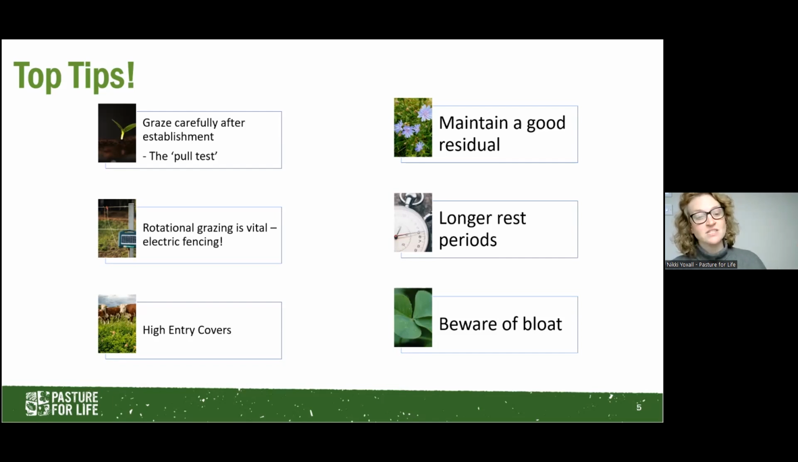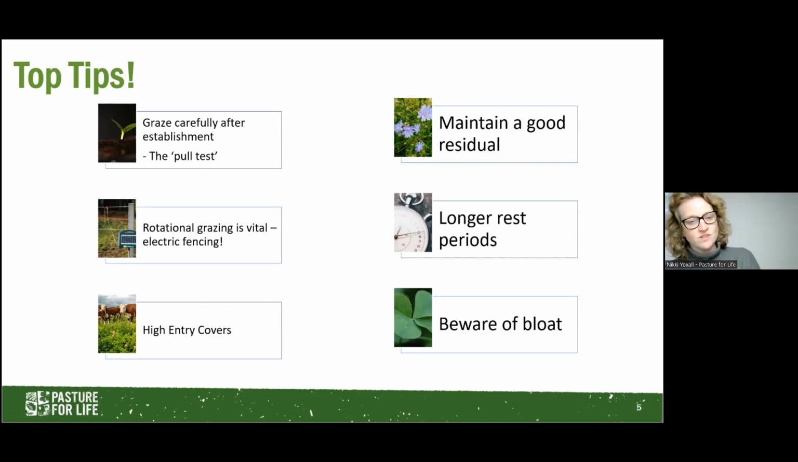We want high covers, and you'll generally find that your normal sward stick or your plate meters just don't work in these settings. Though there is a company called Rumi who work across Europe that you can use for mapping your grasslands, and they have developed a plate meter that can be used for these much taller covers. If you're interested, I can share the details by email afterwards.